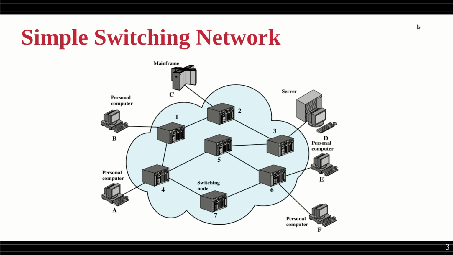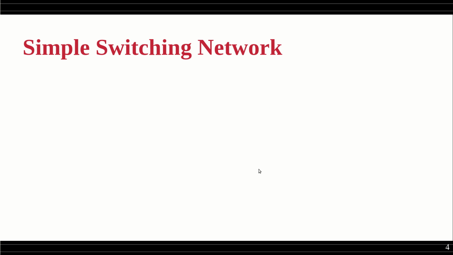Okay, so that is the general scenario. If A wants to communicate with F, it can choose either this path or this path. Okay, now that's all. We will see some terminologies with this.